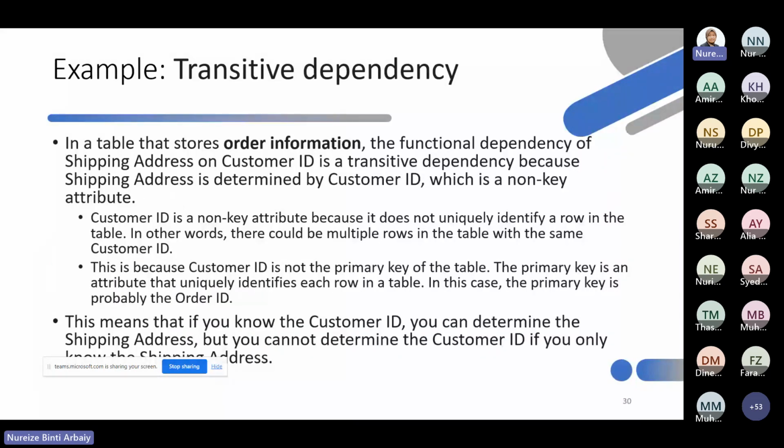Another example, in a table that stores order information. Look at this. This is the order information.